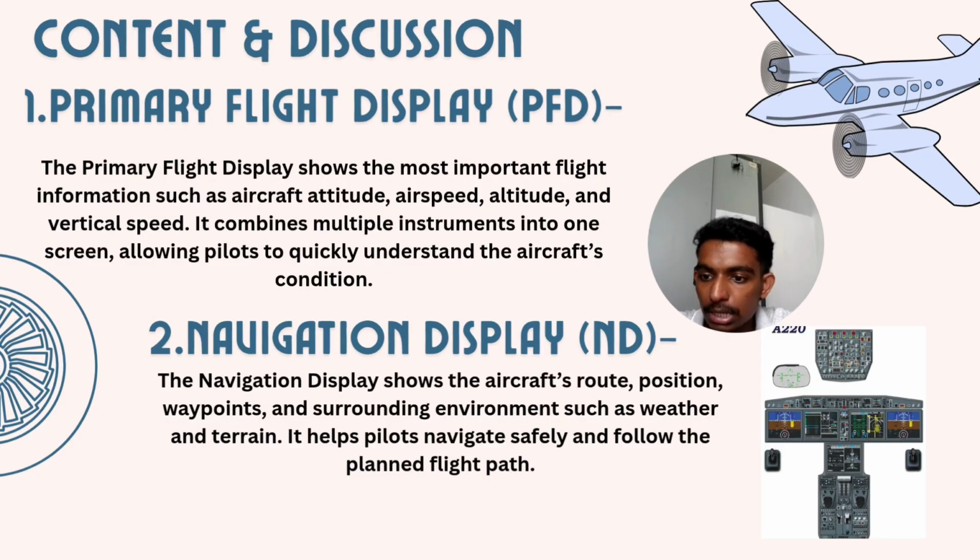So the next one is the navigation display, or ND. The ND helps pilots understand where the aircraft is going. It shows the aircraft route, current position, and waypoints along the flight path. It also provides information about the surrounding environment, such as weather conditions and terrain. With the navigation display, pilots can follow the planned route more easily and avoid hazards, ensuring a safe and smooth flight.